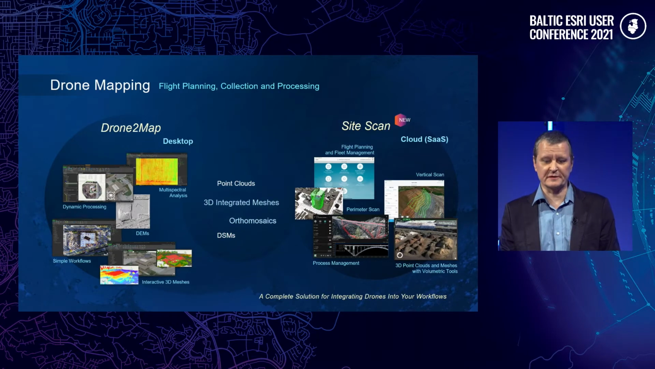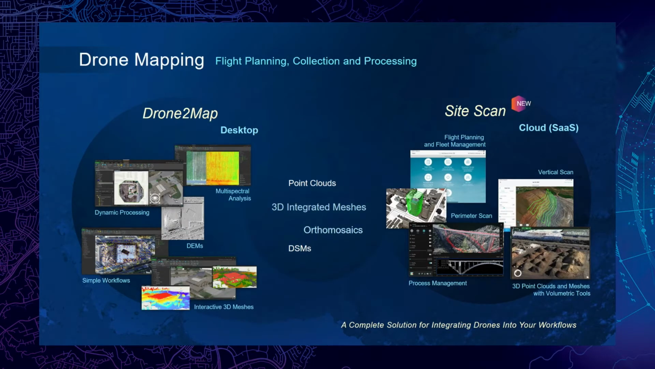Esri has a couple of solutions for this. One is Drone to Map, which provides a complete and simplified workflow to process drone imagery. The other one is SiteScan, which provides a complete end-to-end cloud-based, software-as-a-service workflow for integrating drones into your operations. SiteScan enables users to complete drone flight planning and imagery processing in the cloud and share results in a cloud environment almost immediately.